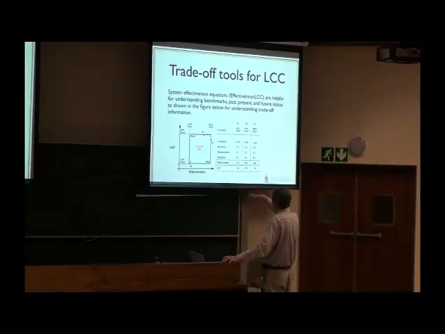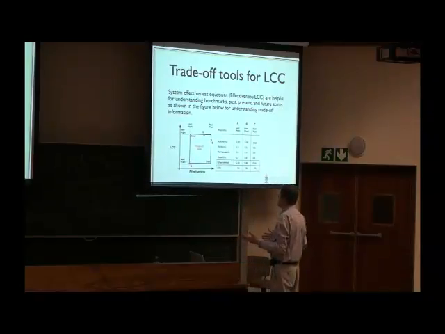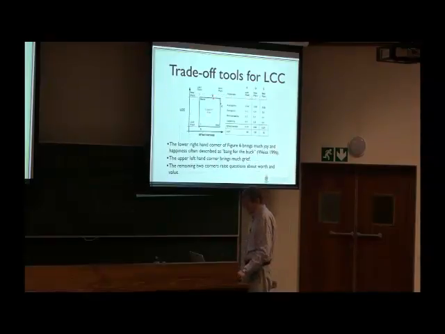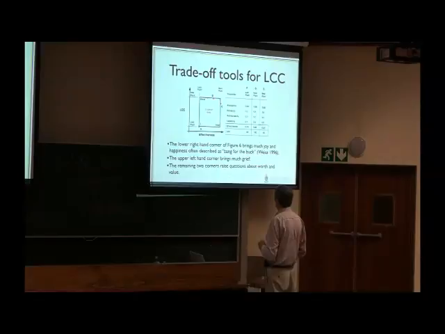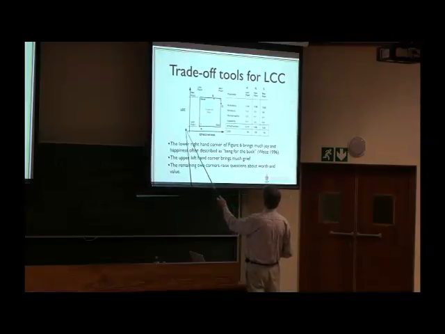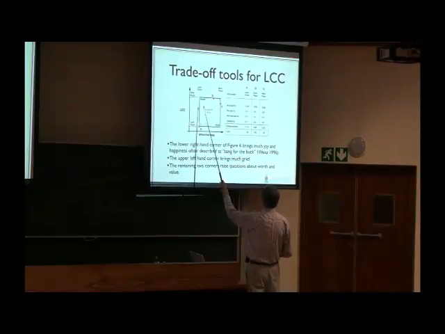And we can place them on a graph like this to say, well, okay, last plant A sits here, plant B sits up there, and plant C sits up there, and you can then make decisions regarding where you head. So it's something to help one. We say the lower right-hand corner of figure 6 brings much joy, this one here the best, and happiness often described as bang for the buck. In other words, we have high effectiveness and low life cycle cost. That is really the best situation. The upper left-hand corner brings much grief, that's the worst.